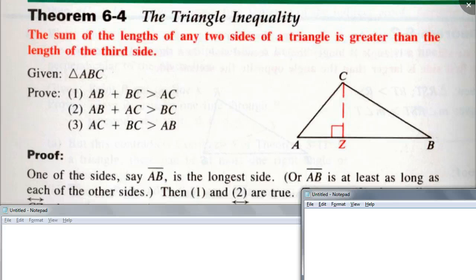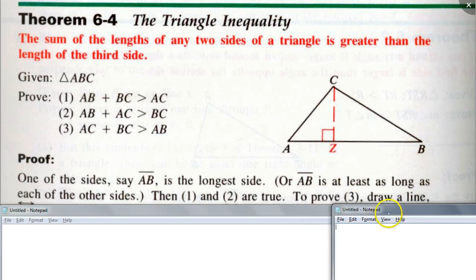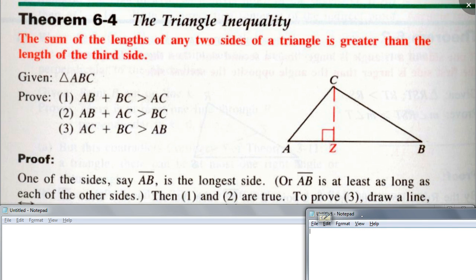Angle ACB is the greatest angle in that triangle. Okay. Yeah, you could go that way, but before you do that, let me show you something, Jason. What can you tell me about the length of AZ versus the length of AC? Since AZ is a perpendicular line and A is outside of this line, what can you tell me about the length of AZ versus AC? AC is longer. AZ is shorter.